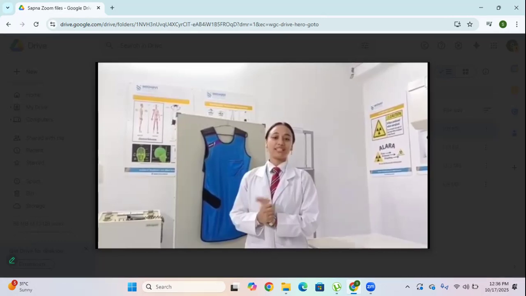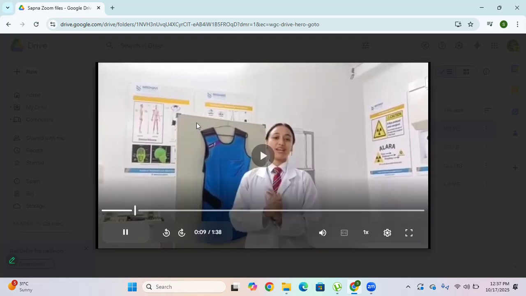On the wall you can see ALARA, which is As Low As Reasonably Achievable. This plays a vital role in the field of radiology, which means that as little radiation as possible should be provided to a patient, and in that we must get the best image out of it. So now let's dive into the video.